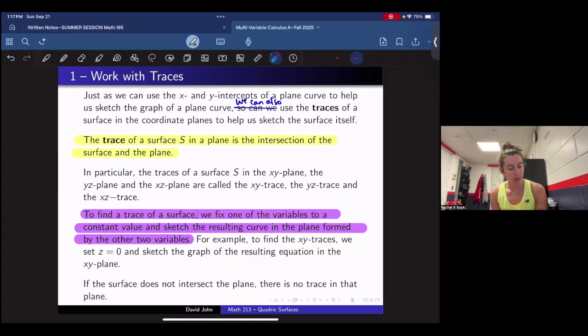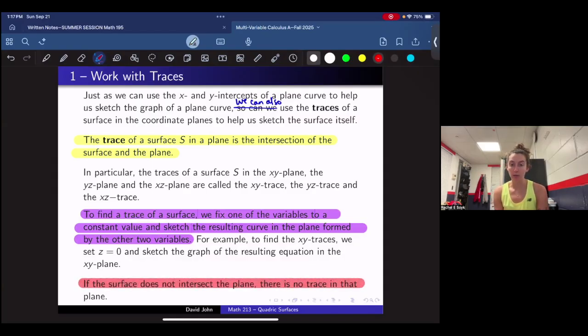And then there's one last comment I want to make. If the surface does not intersect the plane, then we have no trace. There's no trace in that plane. Okay, so again, trace representing the intersection of the surface and the plane.